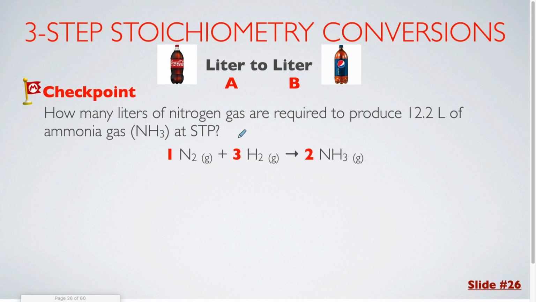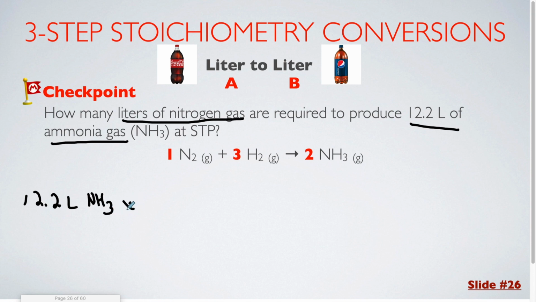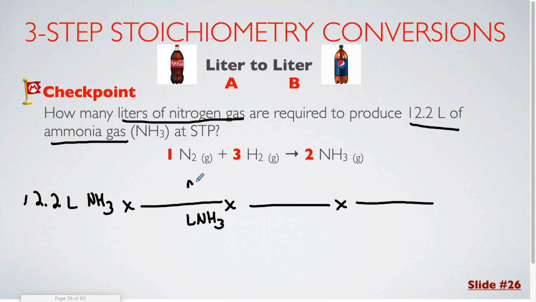All right, for our next example, here we are going from liters of substance A to liters of substance B. So it looks like we are starting with 12.2 liters of ammonia gas, and we are trying to find liters of nitrogen gas. So I have 12.2 liters of NH3. I know it's a 3-step conversion because I'm going completely across stoichiometry island. And liters of NH3 is going to be equal to my moles of NH3. The middle section is that mole to mole ratio, so moles of NH3 on my way to moles of something new, which in this instance is nitrogen gas.